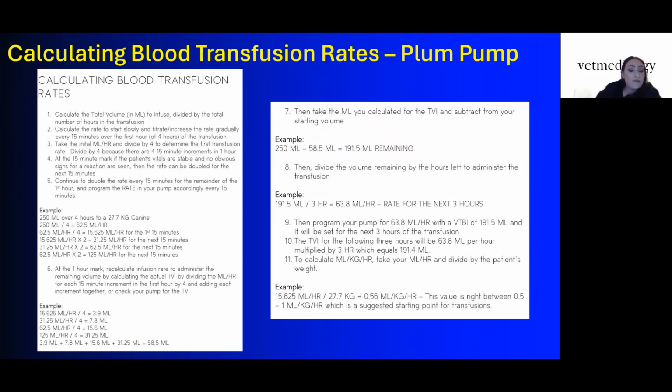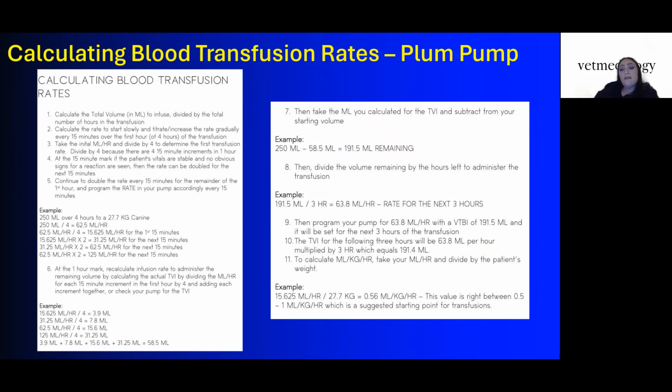31.25 mils an hour divided by 4 is 7.8 mils volume infused. 62.5 mils an hour divided by 4 is 15.6 mils volume infused. 125 mils an hour divided by 4 is 31.25 mils infused. So adding all of those up together, we get 58.5 mils as the volume infused. So then you take the mils that you calculated for the TVI and subtract from your starting volume. We get 191.5 mils remaining.